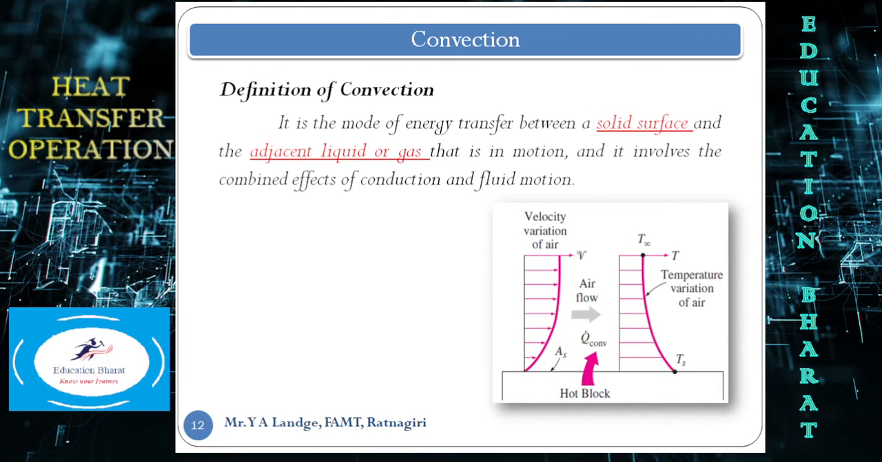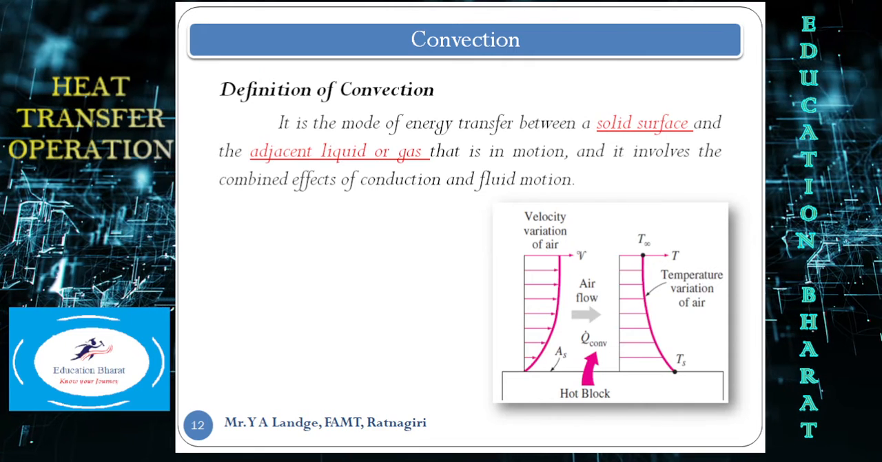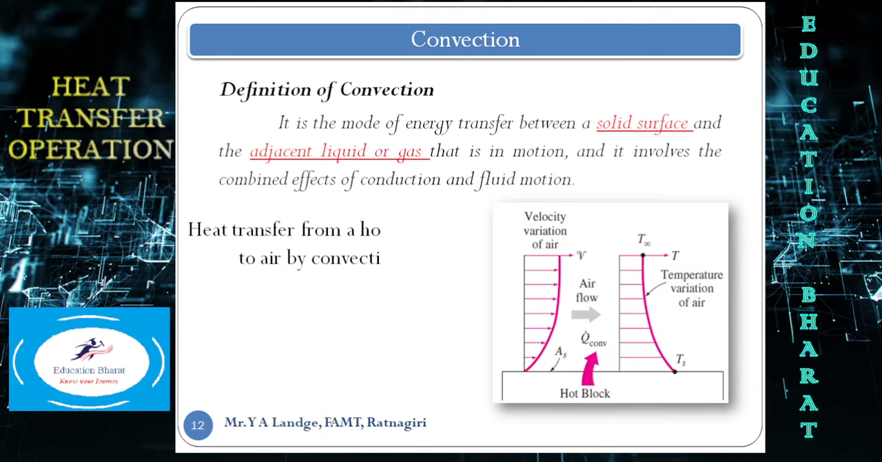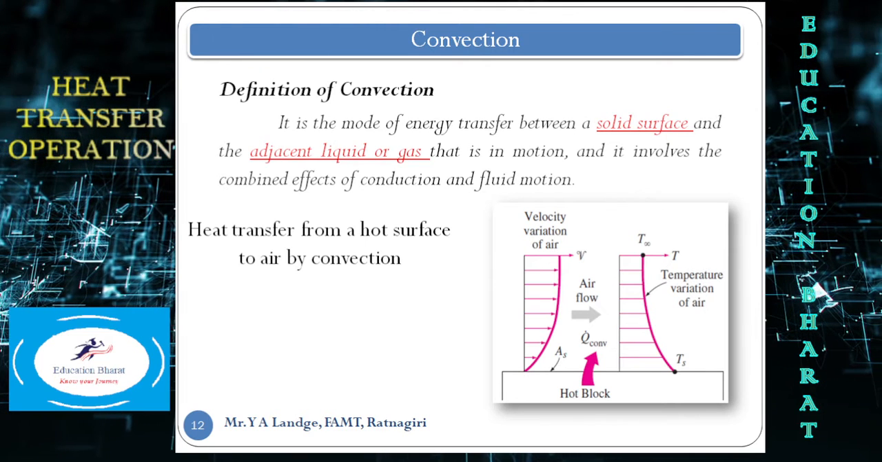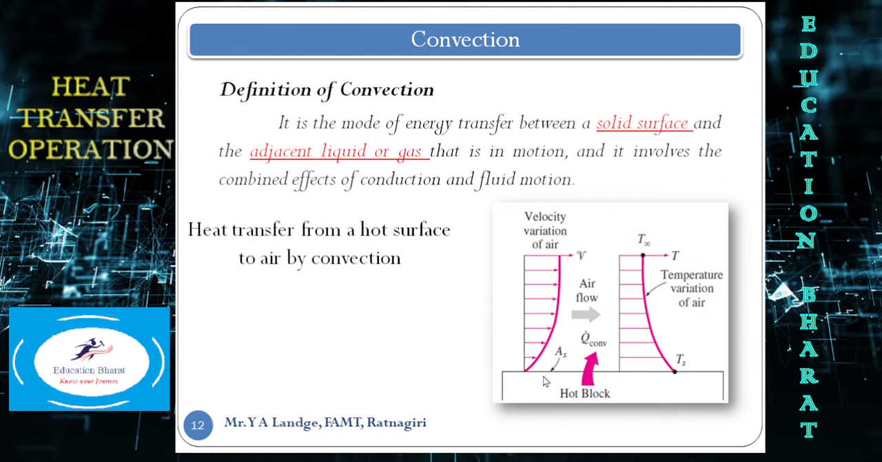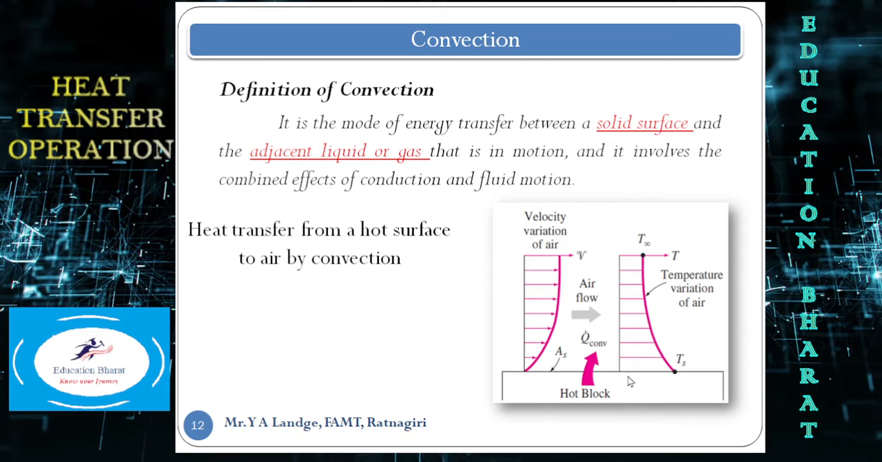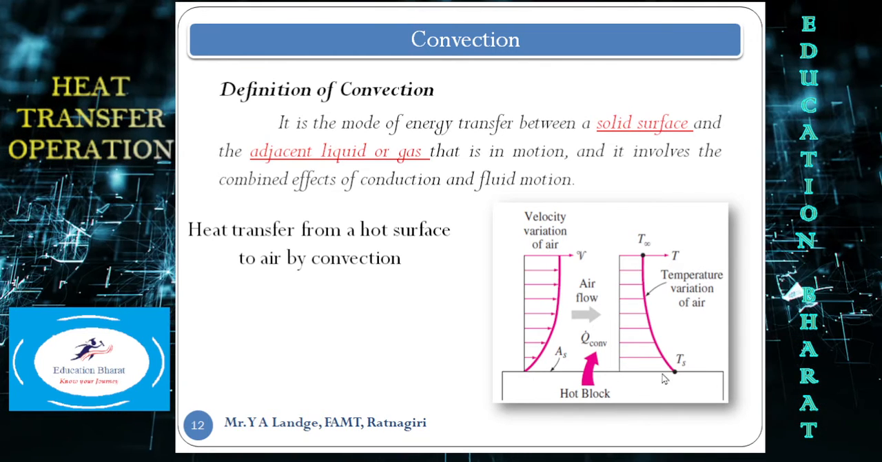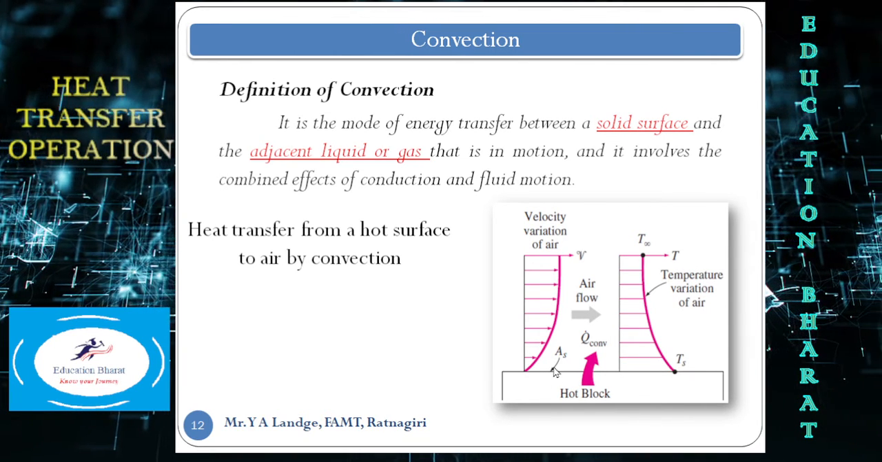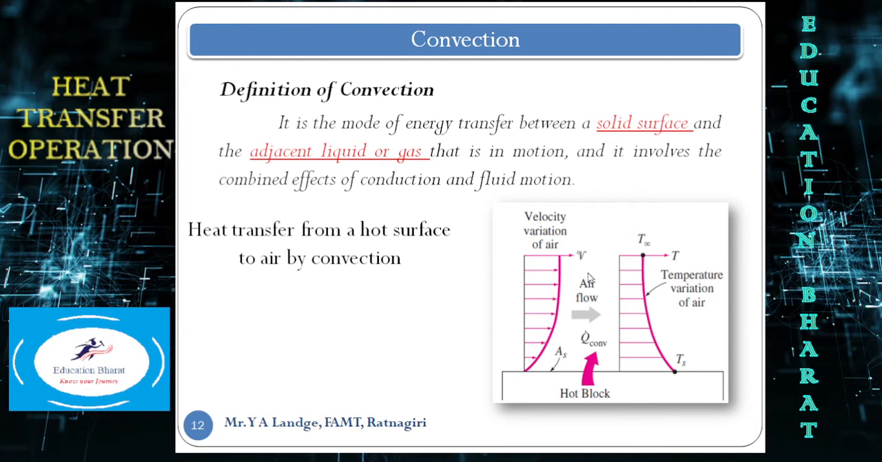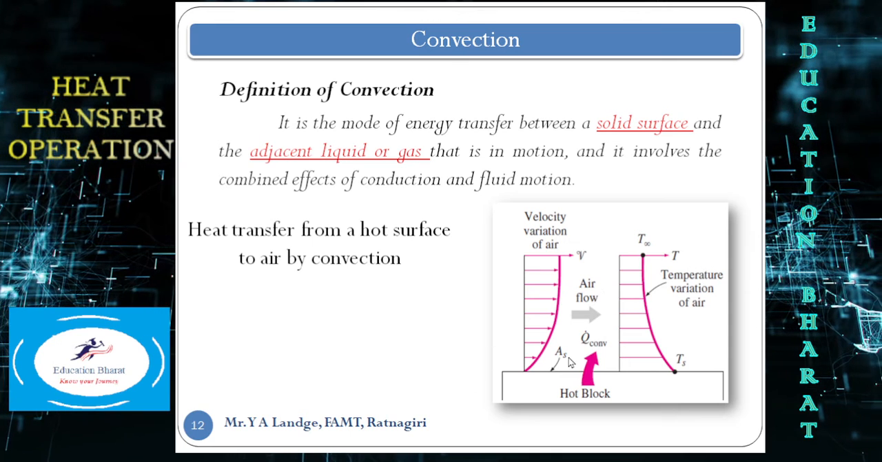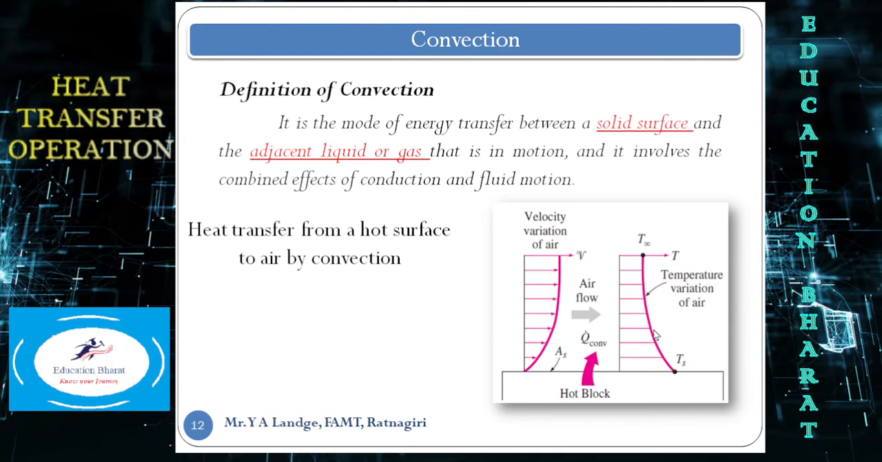So let's see the temperature and the velocity profile. The heat is transferred from the hot surface to the air. If you consider a solid surface, let's take this hot block. This is the hot surface, on which the heat is transferred between the hot block surface and the air which flows over it, or which is in contact with it.